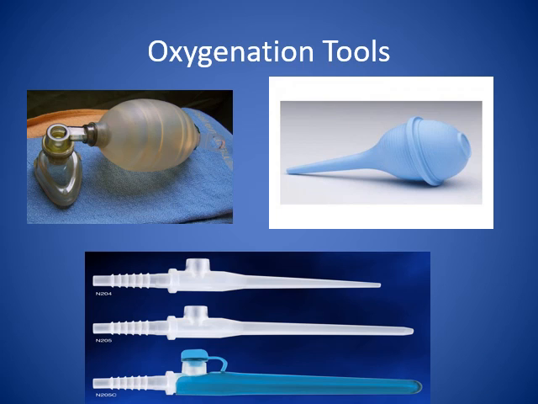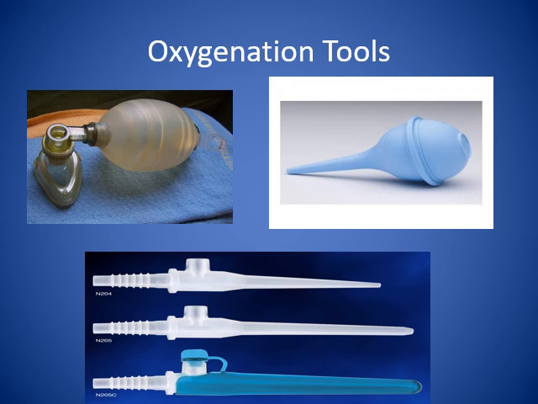Here are some other oxygenation tools. Suctioning: bulb suctions, usually infants will go home with one from the hospital. It's our job to teach the parents how to use it. You would depress the bulb, then put the tip of the bulb into the child's nose and pull out.